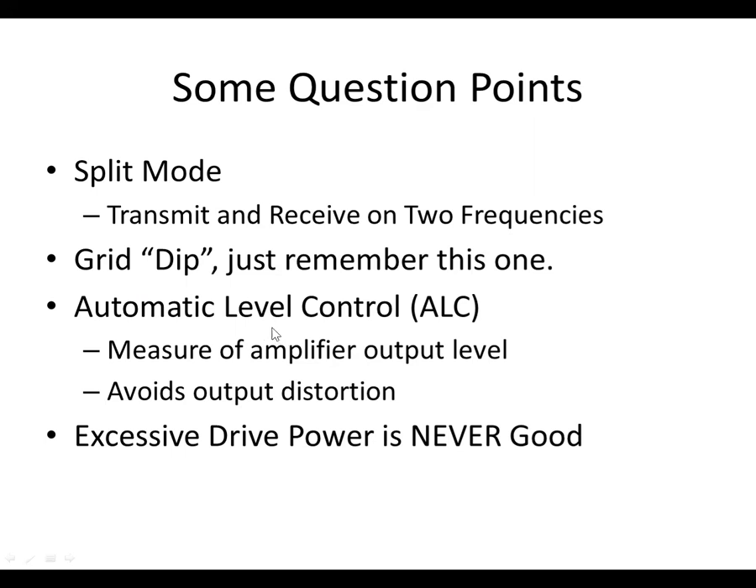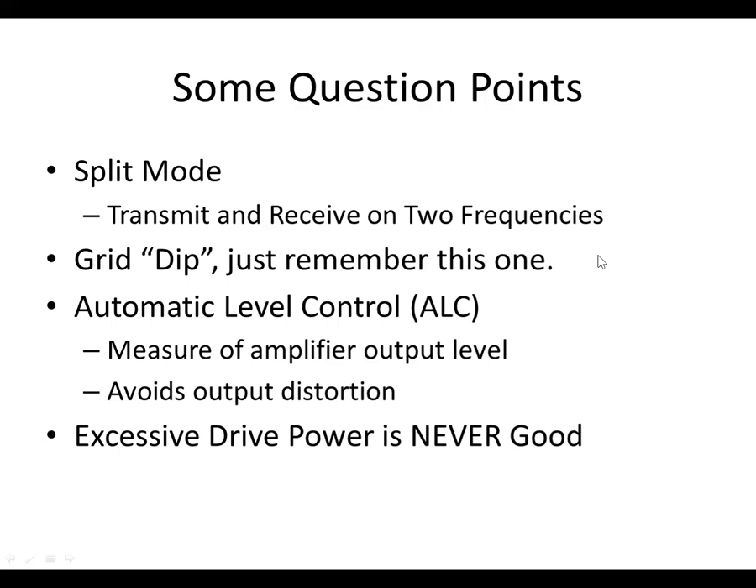Automatic level control is a measure of the amplifier output level, and what it's used for is to help avoid output distortion. If you drive an amplifier too hard, say you've got a sine wave going in, and you get a faithful reproduction of the sine wave coming out, but at a higher power level or higher voltage level. If you drive that too high, say you turn the gain of the amplifier up too much, then it'll flatten out at the top because the amplifier can't go any higher in its output, even though the input's trying to make it go higher.